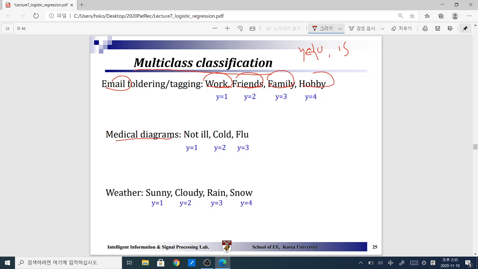Or in terms of medical diagnosis, it's not going to be just malignant versus benign, but say not ill, cold, or flu. So this is a 3-class scenario. Weather could also be a multi-class situation, like sunny, cloudy, rain, and snow. So this would be a 4-class application. We do desire to use logistic regression with gradient descent for performing multi-class classification. So how do we do that?